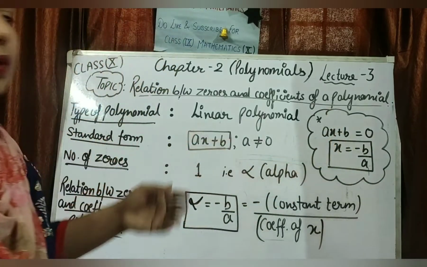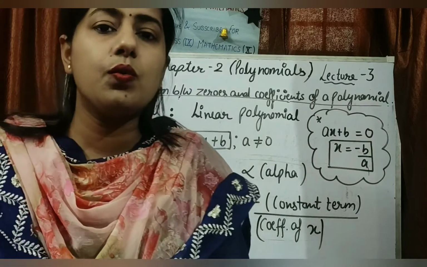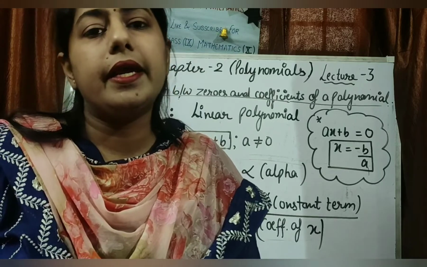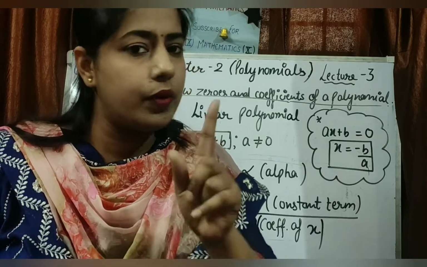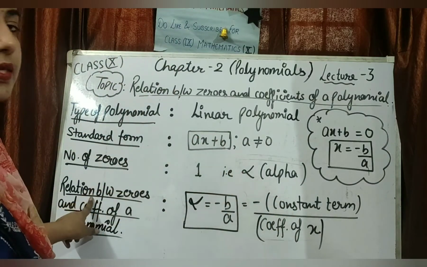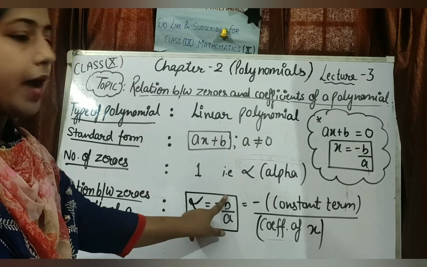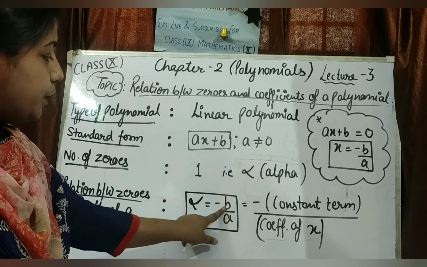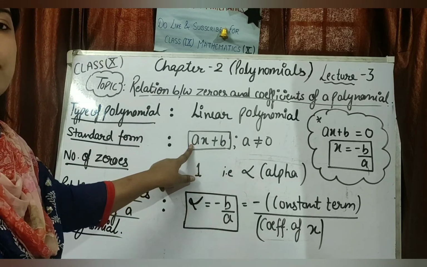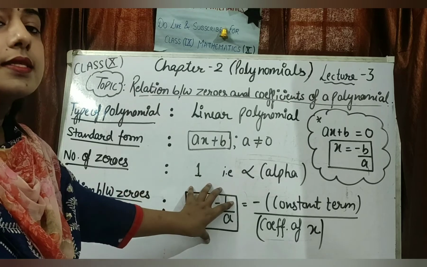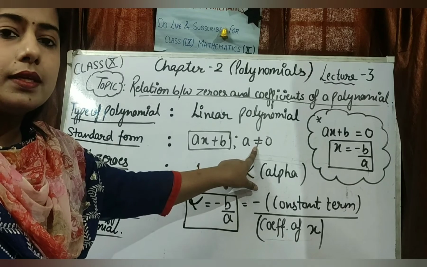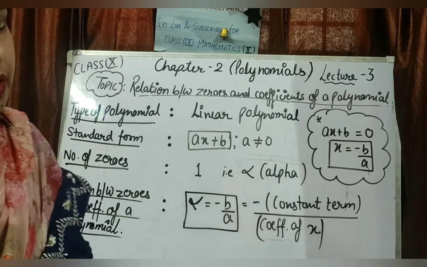Here, as we have zeros, we let them be alpha, beta and gamma. But here I am talking about a linear polynomial, so I have only 1 zero. Let it be alpha. Now what is the relation? Alpha is equal to minus b upon a. And what is b here? A constant term. And what is a? A is the coefficient of x. You can see this is meaningful because a is not 0, so it cannot be undefined. It has a meaning.